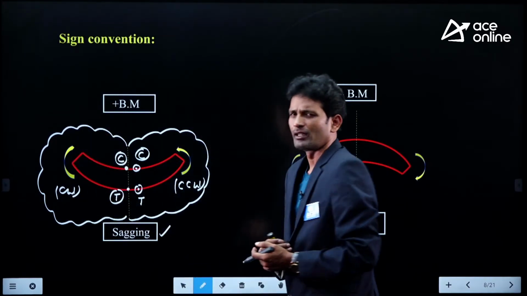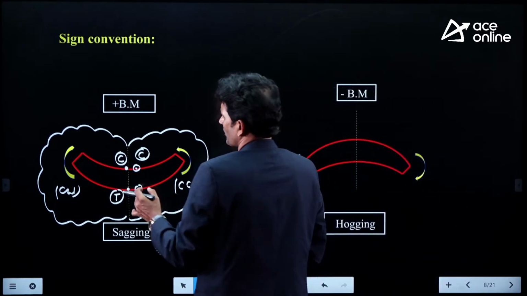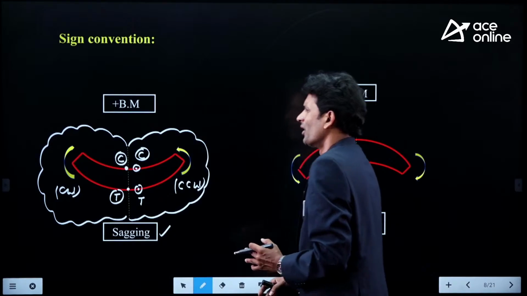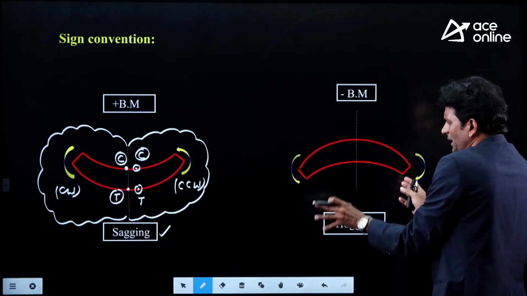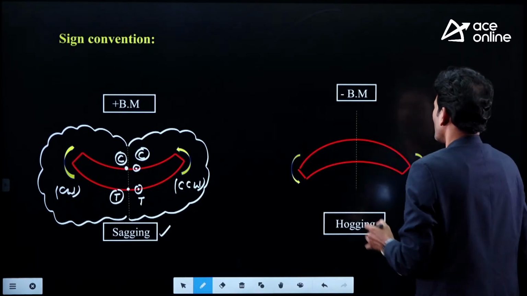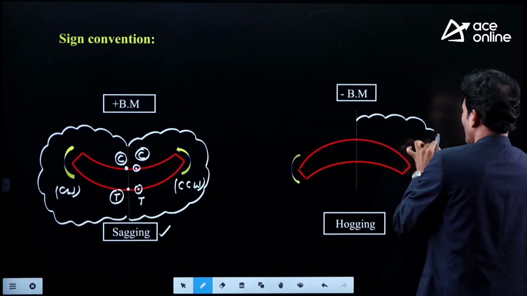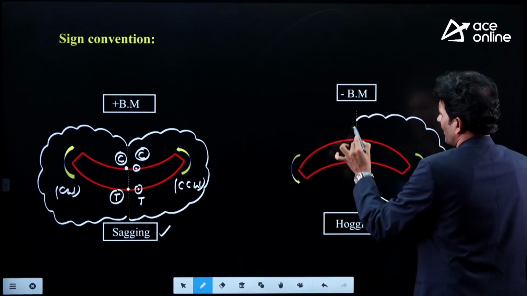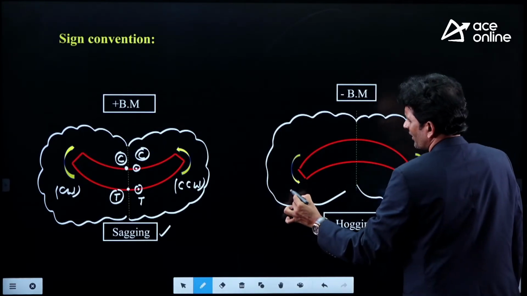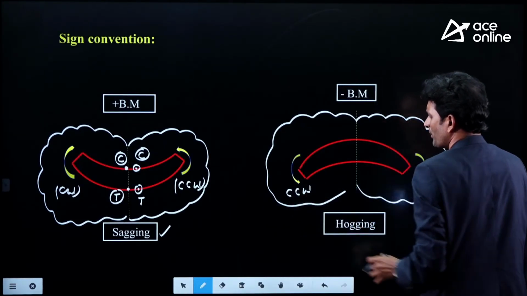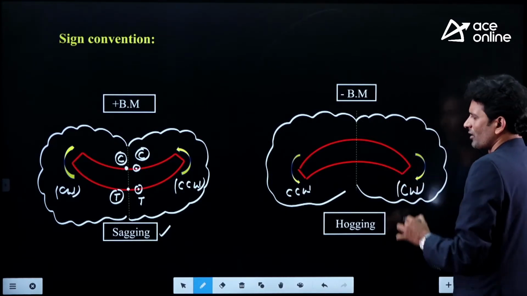This is also known by the name sagging bending moment. Sagging bending moment I may consider as positive. And what about the negative bending moment? Now look here. If the beam is bending something like this, now somewhere I am considering the section. This is the right hand side for my section and this is the left hand side for my section. On the left hand side we are giving the anti-clockwise rotation couple. On the right hand side we are giving the clockwise rotation couple.